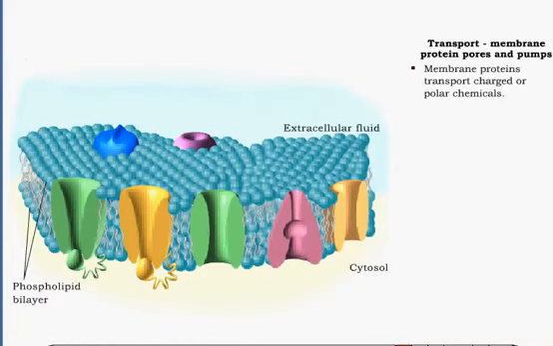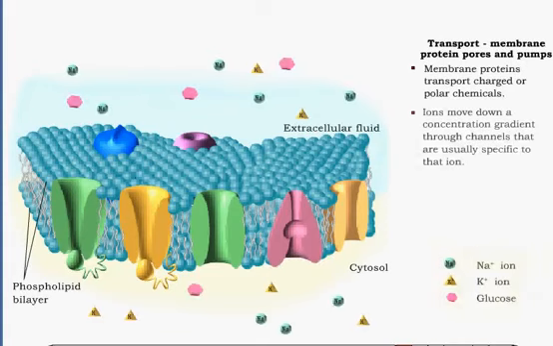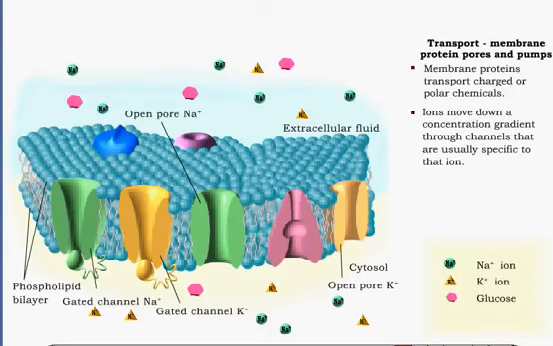Membrane proteins are needed to transport charged or polar chemicals. Ions move across the plasma membrane through water-filled hollow proteins. These channels come in two forms that allow movement down a concentration gradient: pores that are always open, and gated channels that are able to open or close.